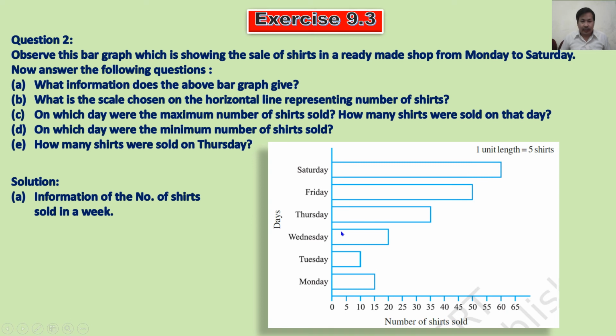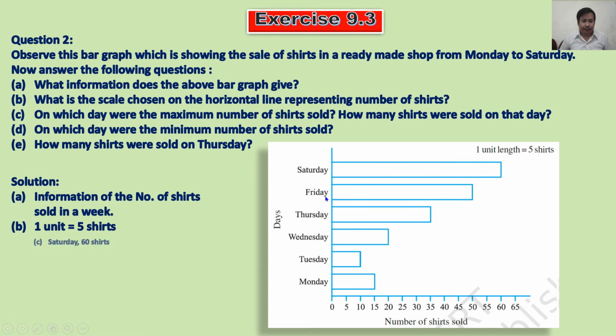Next, B. What is the scale chosen on the horizontal line representing the number of shirts? You will find that on the horizontal it shows that 1 unit is equal to 5 shirts. It is given here already in the diagram of the bar graph. So you write this as the answer of B. This is called the scale of the bar graph.